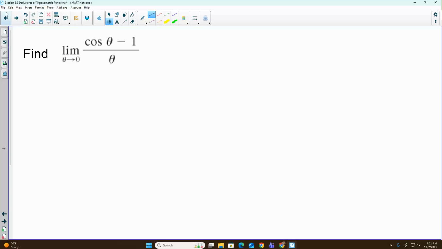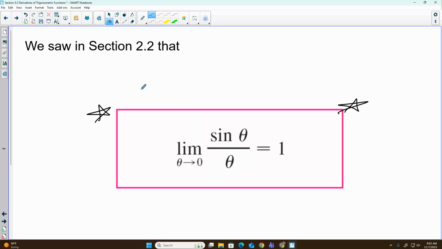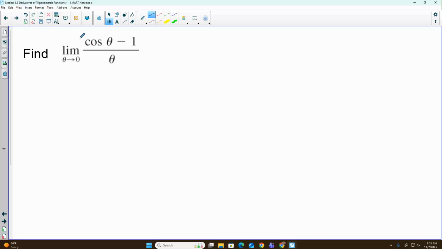All right, so let's start off with a limit question. If I want to find the limit as theta approaches 0 of cosine theta minus 1 over theta, can I plug in my 0? No, because I have 0 on the bottom. If I can turn it into sine theta over theta, then I can evaluate. Because although I can't just plug in a 0, we did prove earlier on that that expression was equal to 1.